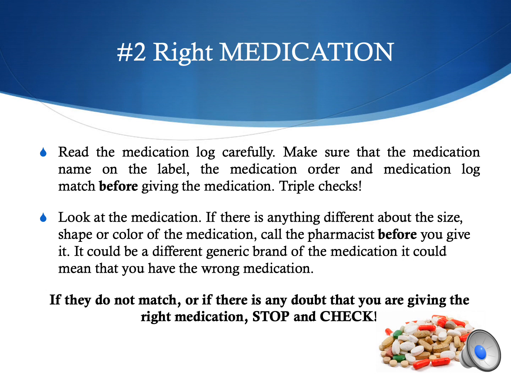Read the medication log carefully. Be sure that it's the name on the label, the order, and the log. They all match before you give it. Those triple checks are super important. Look at the medicine after you've poured it. If there is anything different about the size, shape, or color of the medicine, call the pharmacist before you give it. It could be a different generic brand of the medication, or it could mean you have the wrong medication. If they do not match, or if there is any doubt at all that you are giving the right medication, stop and check.